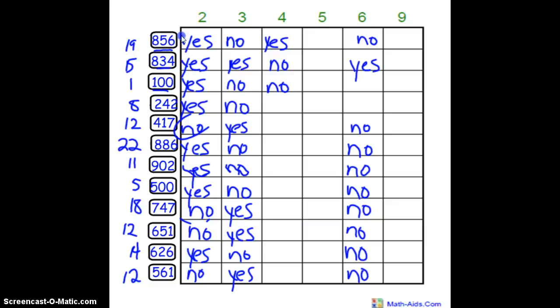42. Is 42 divisible by 4? No. 17. Right here, the 1, 7. Is that divisible by 4? Nope. How about 86? Again, a no. 2? Nope. 0, 0? No. 47? No. 51? No. 26? No. And 61? No.